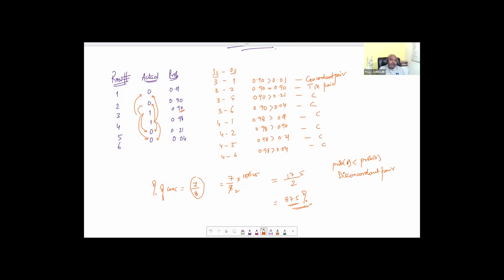In the industry, when this concept was being used, we used to say that if you're getting a concordance percentage of greater than 80%, it means that the model is an acceptable model. So this is all the theory that we have for logistic regression. Now, let us start with the case study.